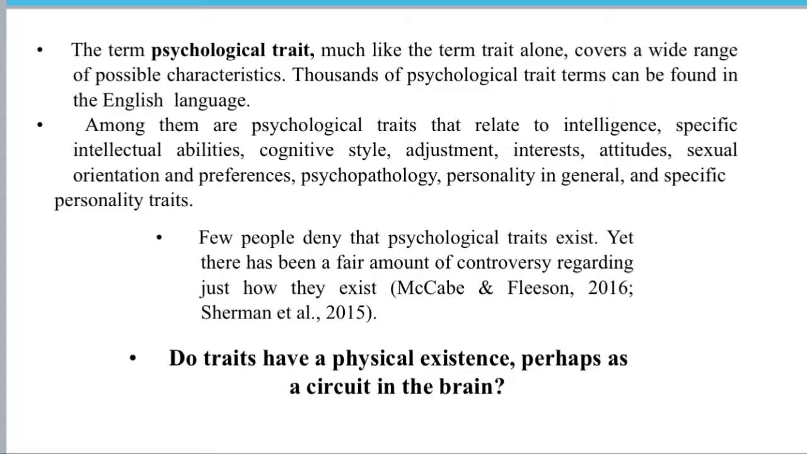Few people deny that psychological traits exist, yet there has been a fair amount of controversy regarding just how they exist. So, there are arguments or controversy on whether psychological traits really exist. Some say they do not, and there are some who say that they exist. Some have argued in favor of such a conception of psychological traits. Compelling evidence to support such a view has been difficult to obtain. So, there are questions circulating about psychological traits. Do traits have a physical existence, perhaps as circuits in the brain?